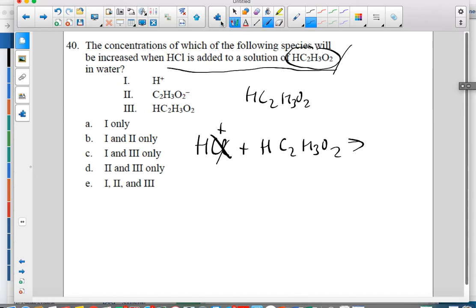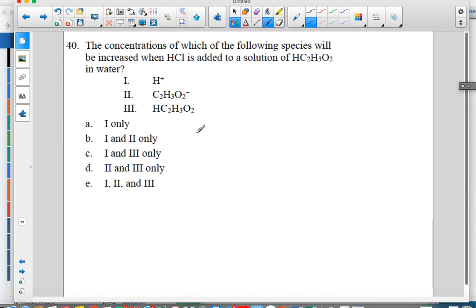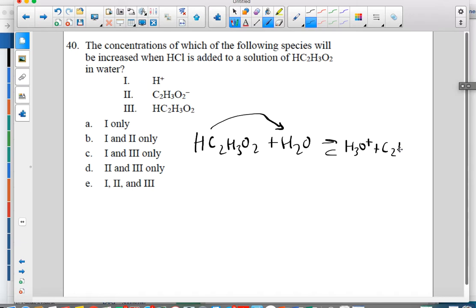Actually, let's start that one again. I didn't read the question completely. It's saying you have HC2H3O2, and you're going to react it with water. It's talking about what happens in water. When you put an acid in water, it's going to transfer an H, and you're going to get H3O plus. That's why it's an acid a little bit, and C2H3O2 minus.